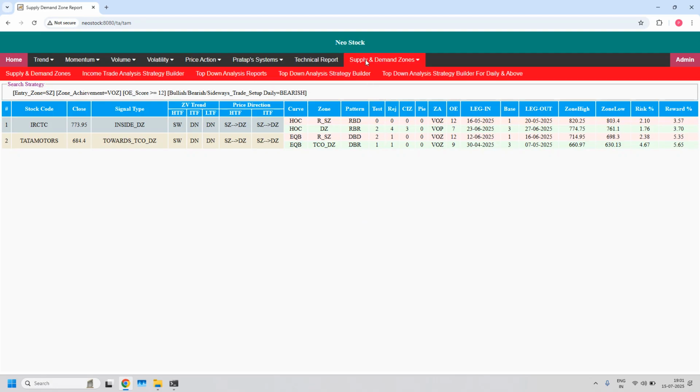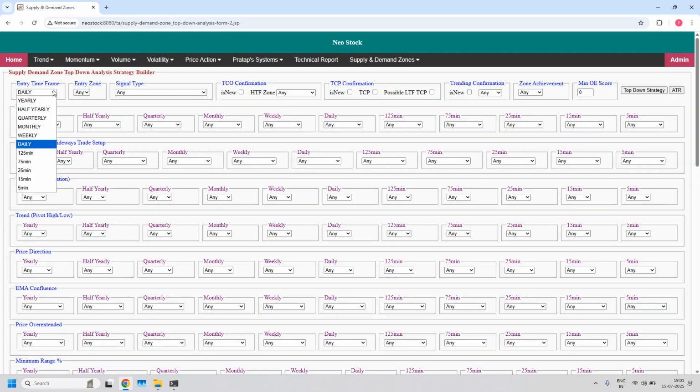Next, I will look into weekly income trade reports. Entry time frame 75 minutes. Entry zone demand zone here at 75 minutes. Sideways long. Zone achievement VOZ. Minimum order enhancer 11 for sideways. Now, third filter I am adding.